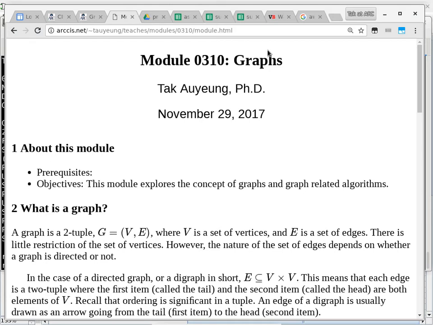Okay, so we can now go back to the discussion of graphs. Last time we talked about the concept of graphs, but I did not introduce the formal definition of a graph.